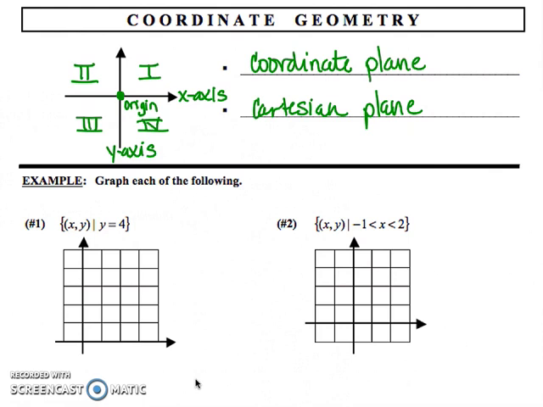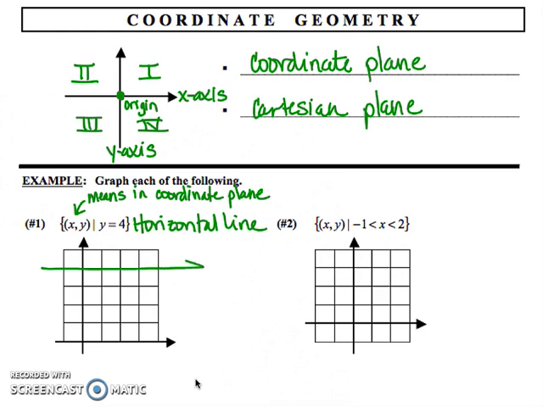Example 1 asks us to graph the line y equals 4 in the coordinate plane. Okay, so now this right here means y equals 4 in the coordinate plane, which tells us that this is going to be a constant function, and in this case it's a horizontal line. So we just go up to y equals 4. If this is (0, 0), we count up 4, and there's our line y equals 4.